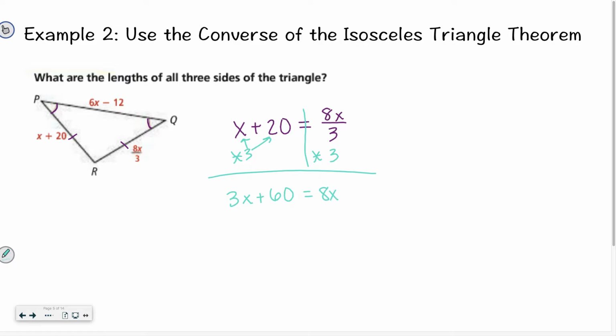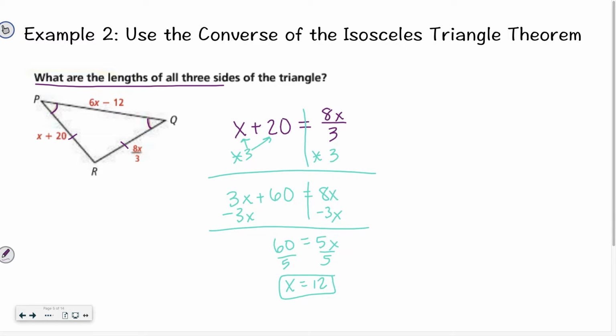Now, I'm going to subtract 3x from both sides. I have 60 equals 5x. And if I divide 60 by 5, I end up with 12 for the value of x. But that's not what it's asking. What are the lengths of all three sides? So if I plug 12 in here, I have 12 plus 20. That would be 32. If I did 8 times 12 and divide by 3, I also get 32.